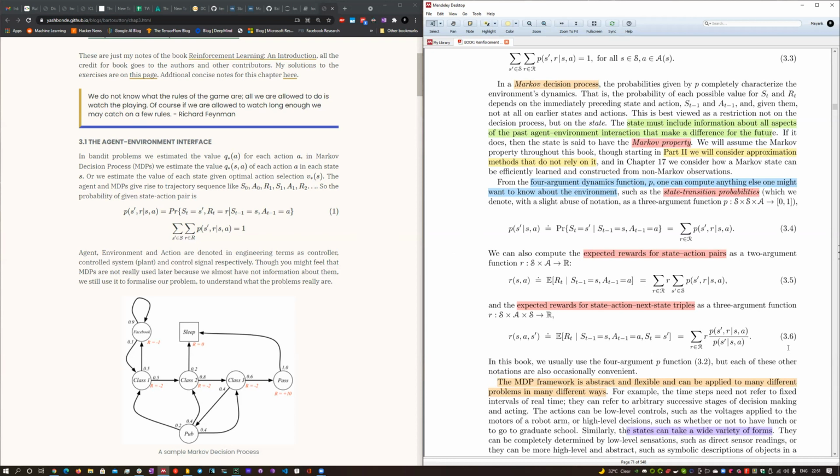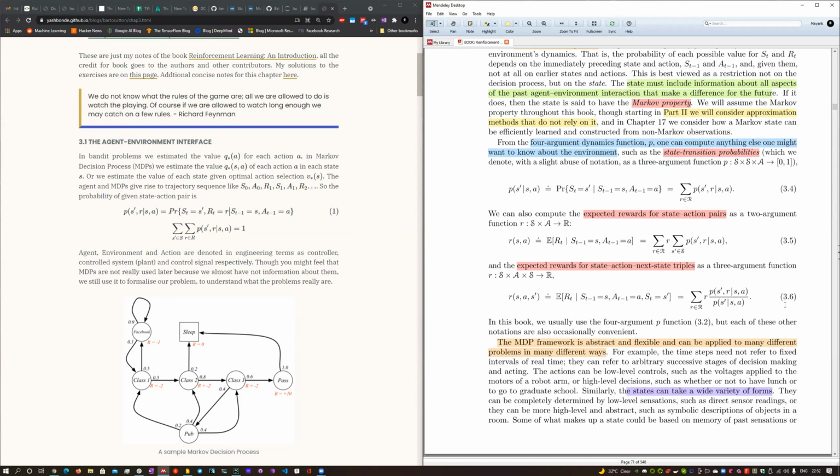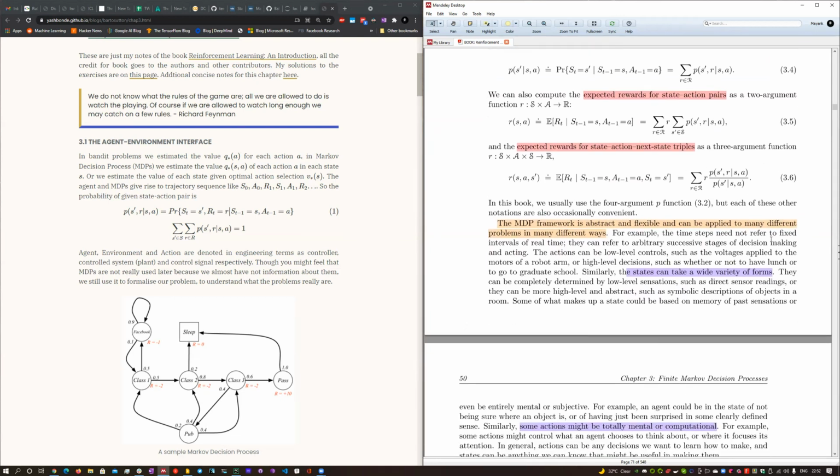Then we take a look at equation 3.6, which is the three-argument function, state, action, next state triplets. The expectation is again defined as this.